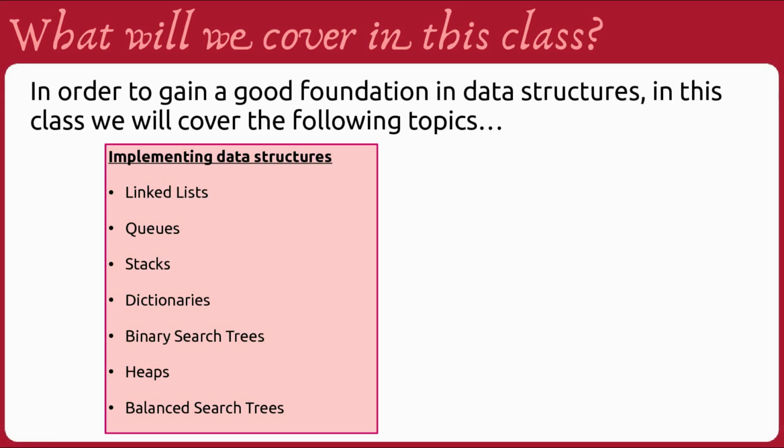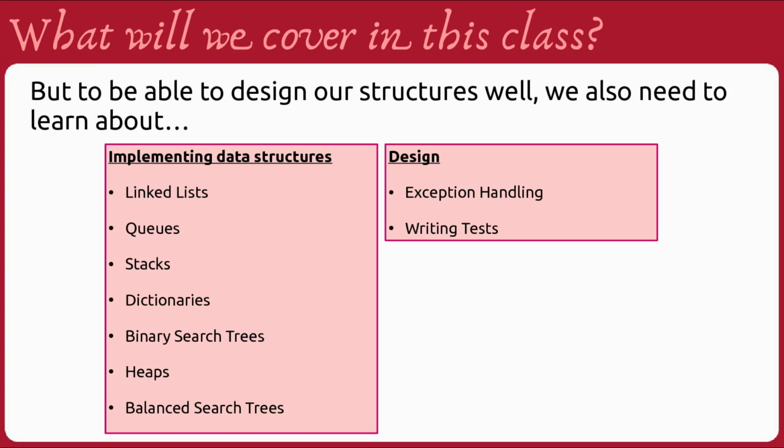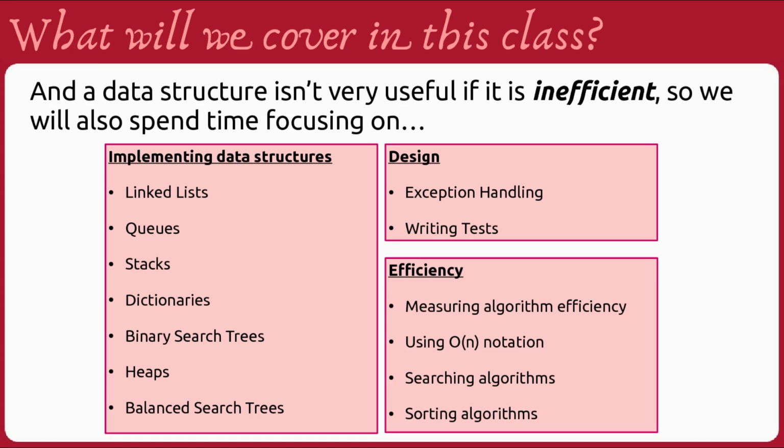In order to gain a good foundation in data structures, in this class we will cover the following topics. First, we will learn about implementing data structures, like linked lists, queues, stacks, dictionaries, binary search trees, heaps, and balanced search trees. We will also think about design, including using exception handling and writing tests. And a data structure isn't very useful if it's very inefficient, so we will also spend time focusing on measuring algorithm efficiency, using Big O notation, and learning about searching and sorting algorithms.